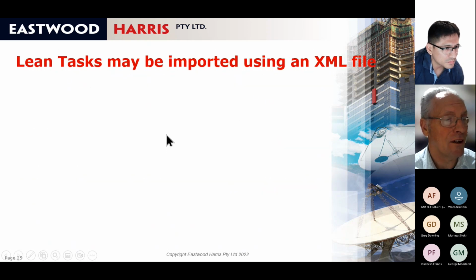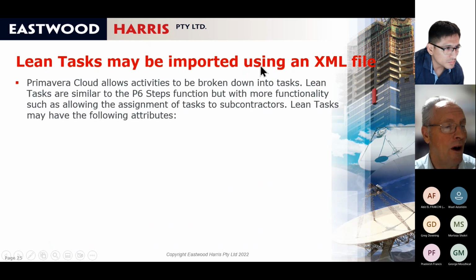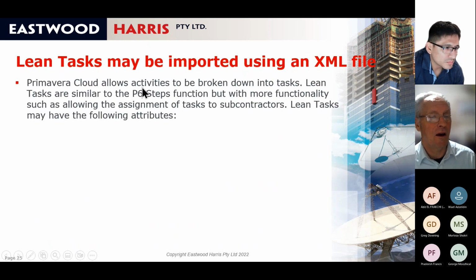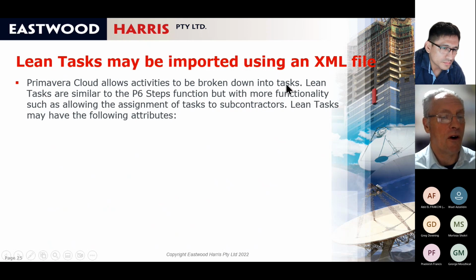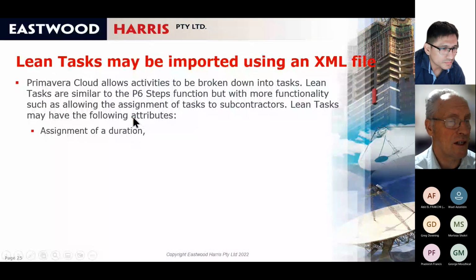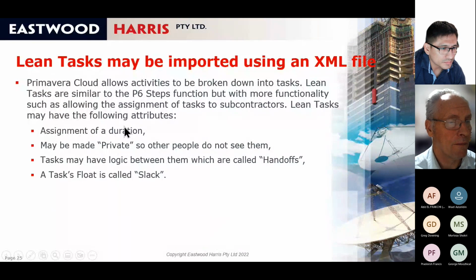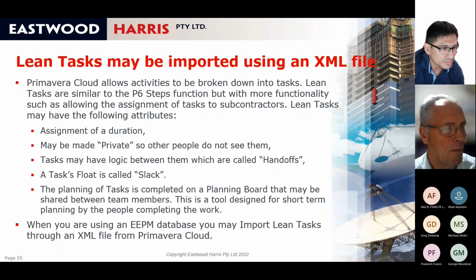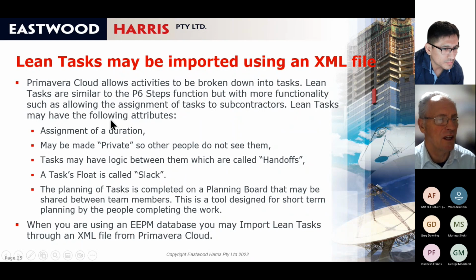So that covers that. Lean tasks, if you have lean tasks, you can import them with an XML file. So Primavera Cloud allows activities broken down into tasks, and as I say, you can import them. When you bring in these lean tasks, you can make them private. There's a few things here that I'm not going to go into detail on.